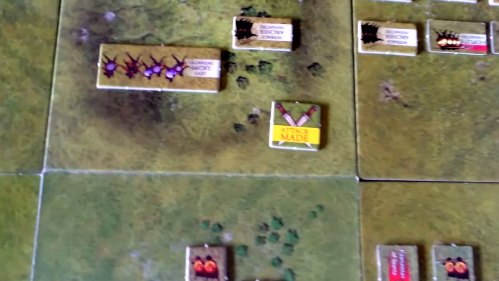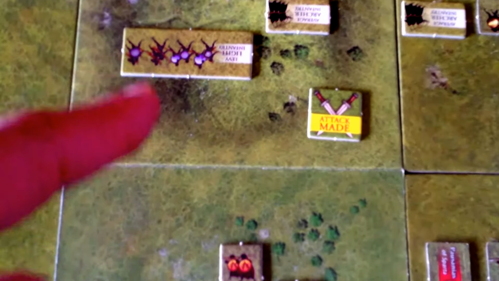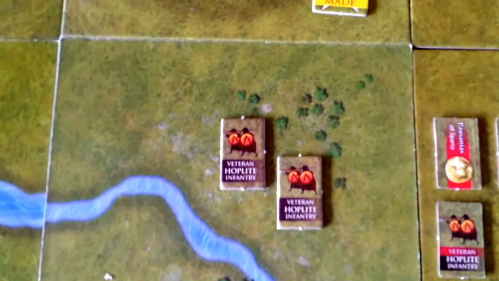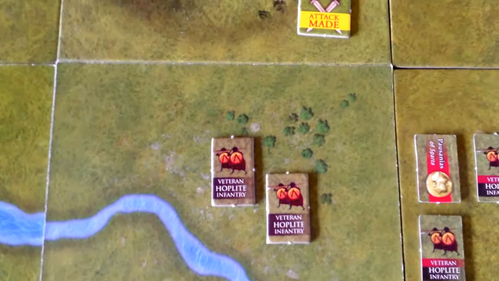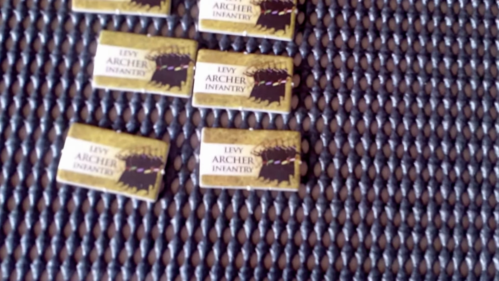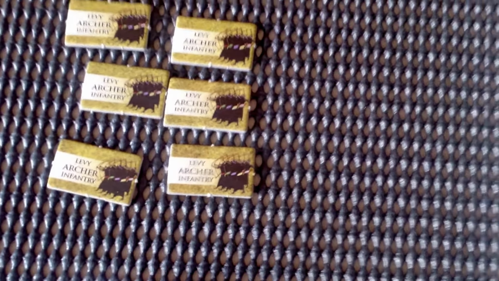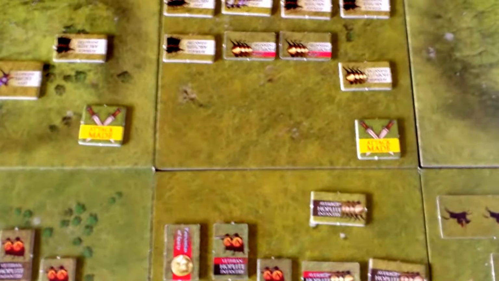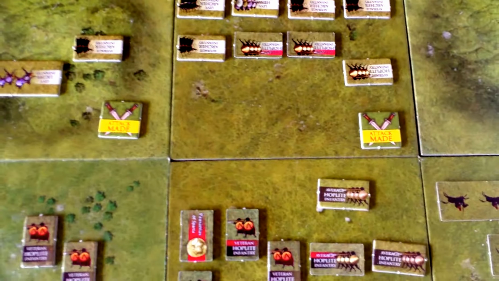And they made a strike down the hill with the light infantry, but that was easily repulsed by the veteran hoplites. They didn't bring any on. They've still got 6 units of levy archer infantry, but Mardonius wanted the attacks to go in as a priority.